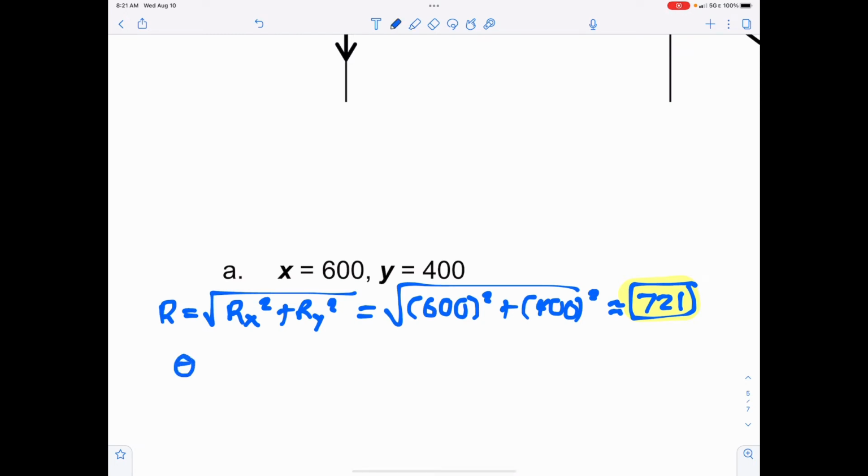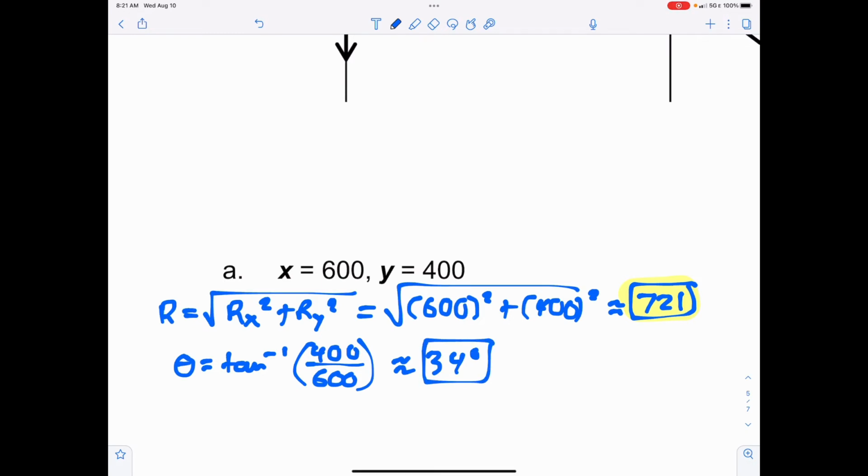Okay, to get direction, we're going to take the arctangent of the y component, 400, over the x component, 600, which is essentially the arctangent of 4 over 6, because it'll all reduce down, which is essentially the arctangent of 2/3, which is the arctangent of 0.67. So when we do that, we get an angle of approximately 34 degrees.